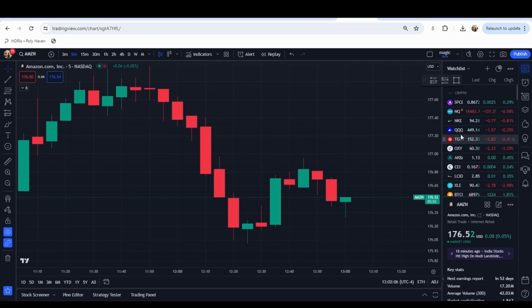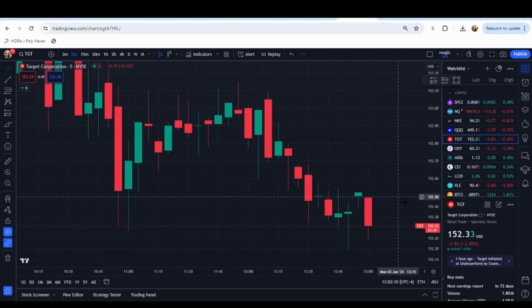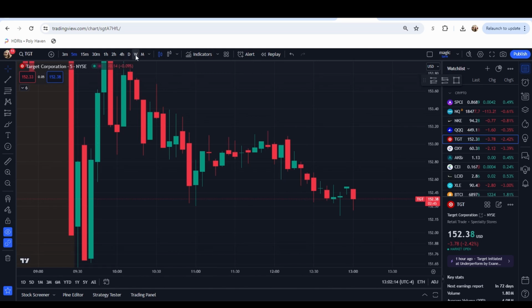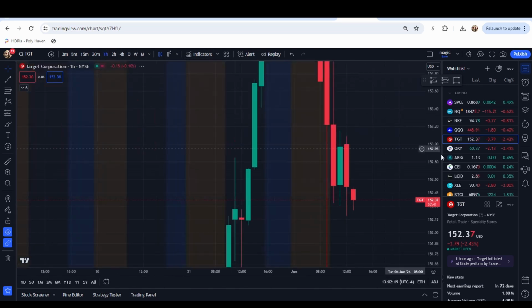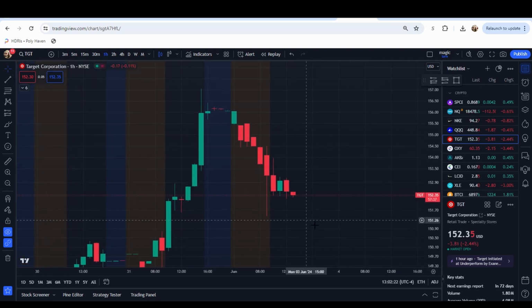Let's look at Target's chart. That was Amazon's chart before. Let's look at Target. Target, the same thing. It looks the same. It's all the same action, right? Let's go back up to a 1 hour time frame. On a 1 hour time frame, each candlestick represents 1 hour of price. This is an hour. This is an hour. 1 hour, 1 hour, 1 hour, 1 hour, right?